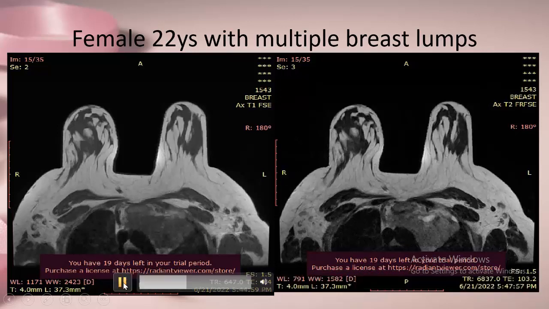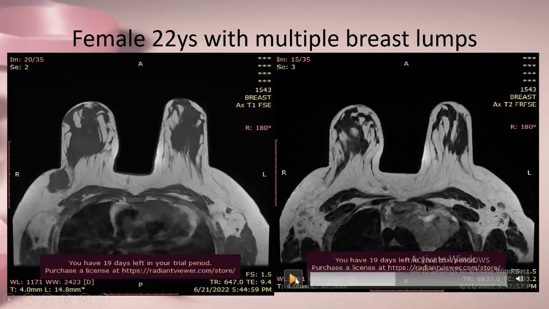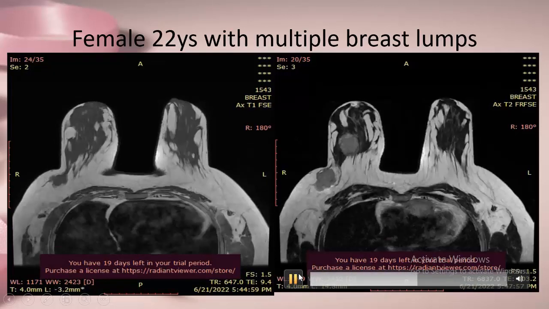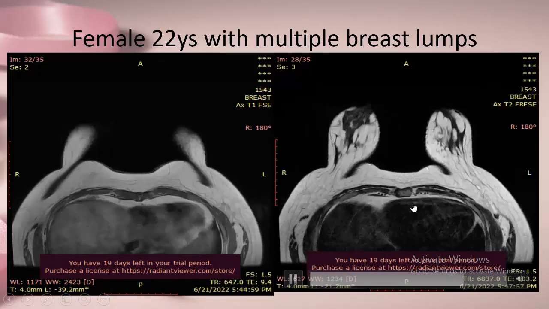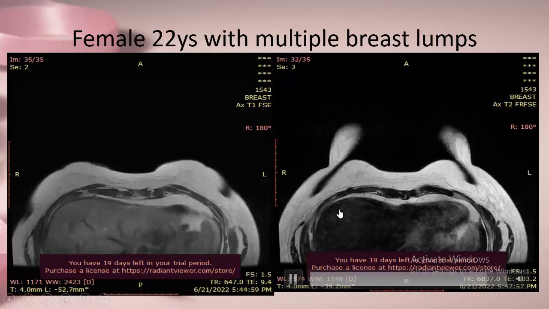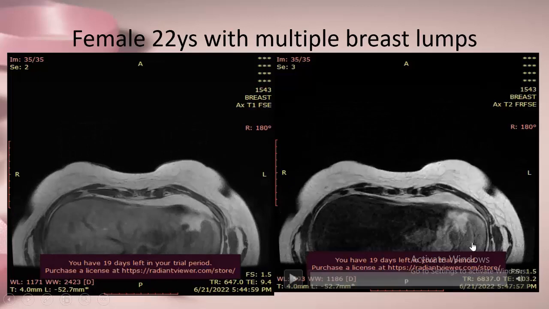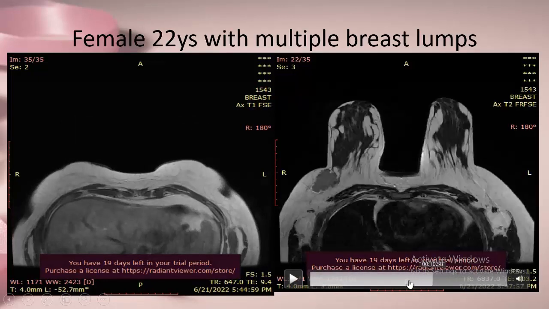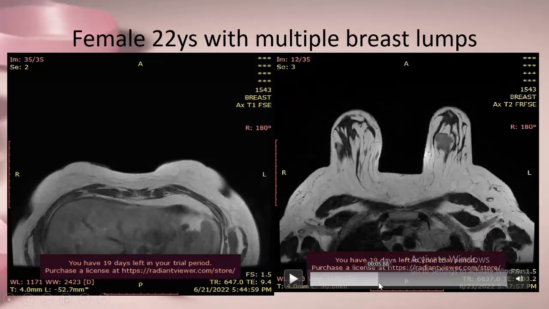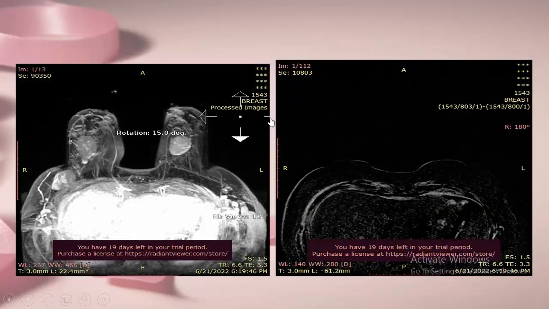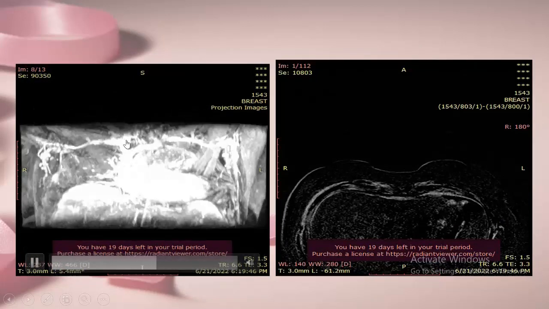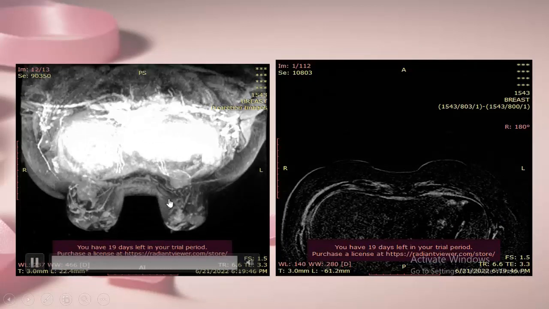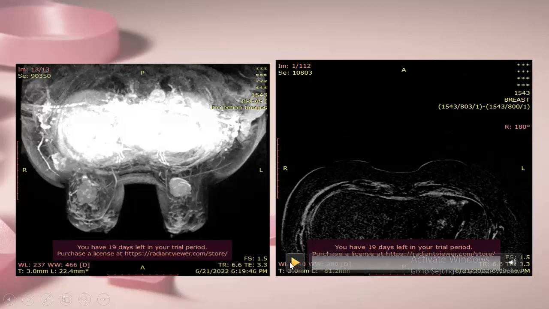So this is the T1 and T2 of this case, showing multiple well circumscribed masses in the breast, bilateral, and the clue to the diagnosis here was the presence of the anterior mediastinal amalgamated lymph nodes. And here is the map. Here are the lesions. They are vascular, and the anterior mediastinal node lesions.